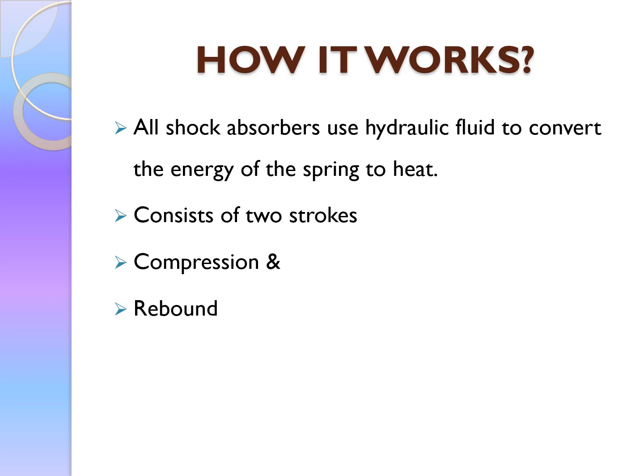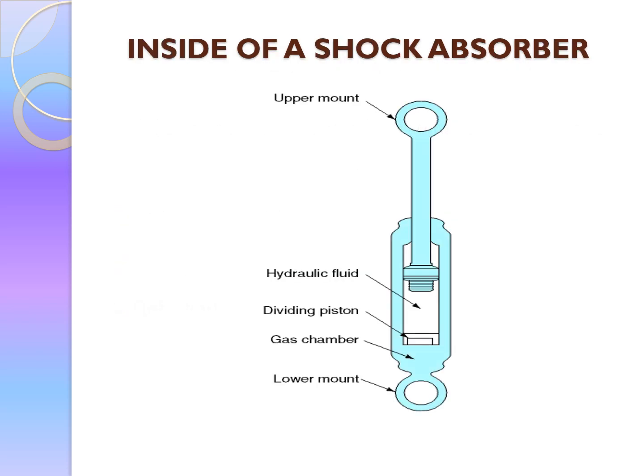How does a shock absorber work? All shock absorbers use hydraulic fluid to convert the energy of the spring to heat. It consists of two strokes, compression and rebound. We'll see in the next diagram. Now we can see the inside of a shock absorber. In this, the upper mounting is attached to a piston rod. The piston rod is attached to a piston and rebound valve assembly. A rebound chamber is located above the piston and a compression chamber below the piston. These chambers are full of hydraulic fluid.